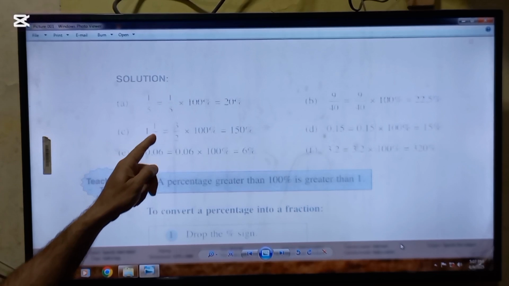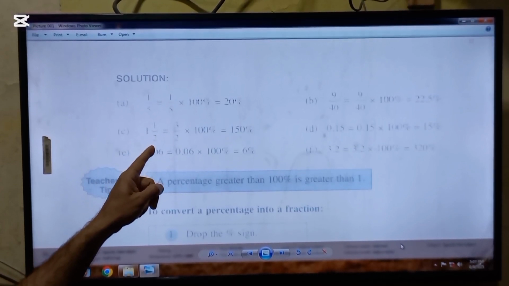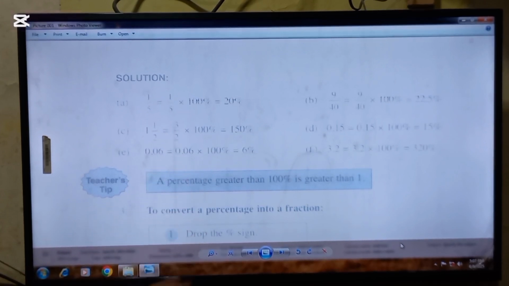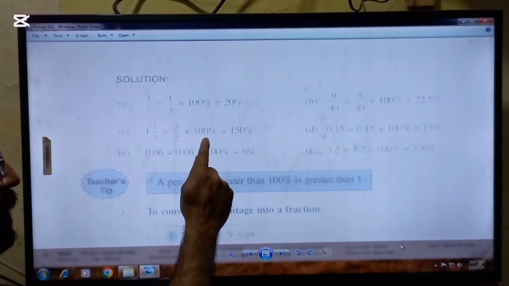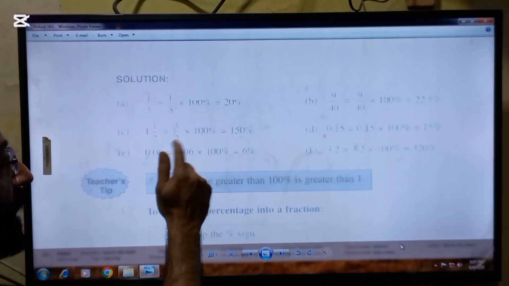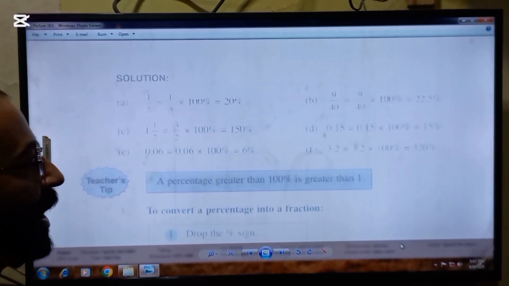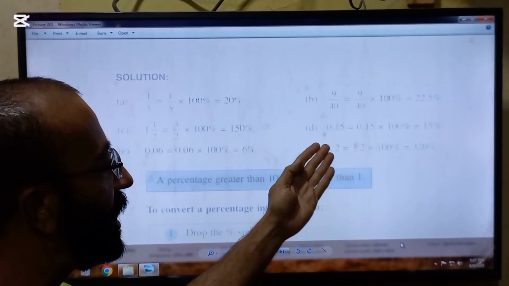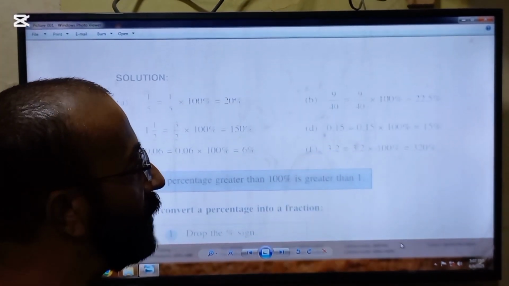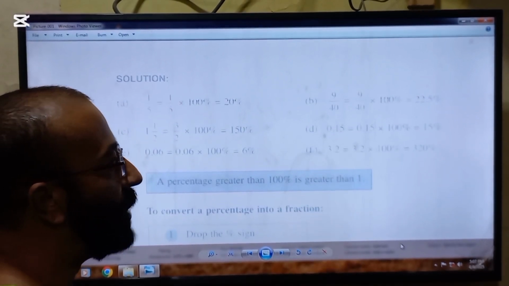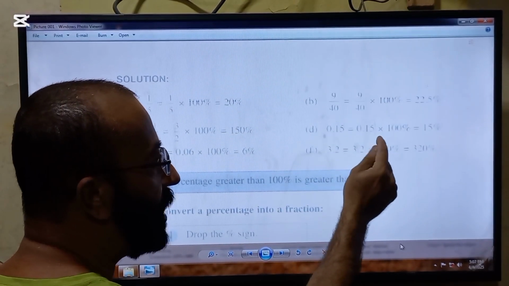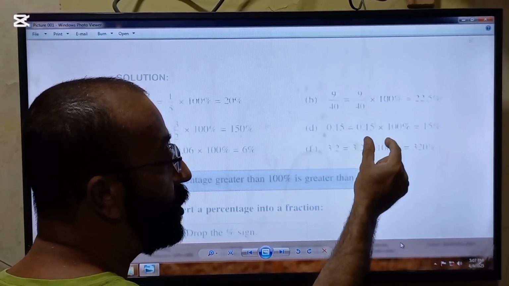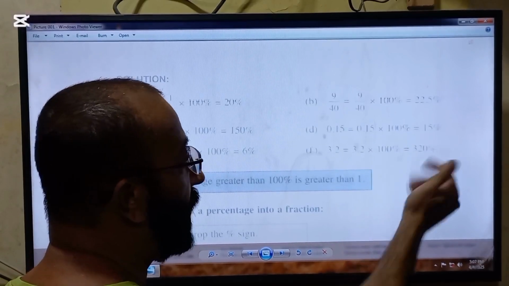C part 1 1/2. First we will convert it to an improper fraction, that is 2 ones are 2 plus 1, 3/2, and rest of the procedure is same. Multiply the number with 100 and put a sign of percentage. Cancellation will be there, and this is the answer. Same procedure for the decimal numbers also, that is 0.15 is the number given, and the requirement is convert this number to a percentage. We will multiply this number with 100 and put a sign of percentage with it. Just solve these two numbers, multiply the numbers, and we will get the answer.